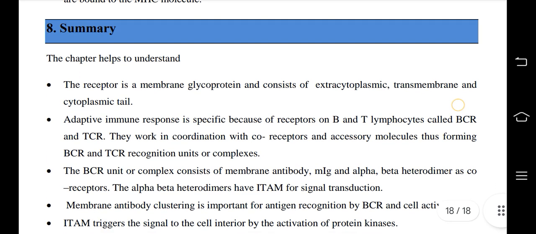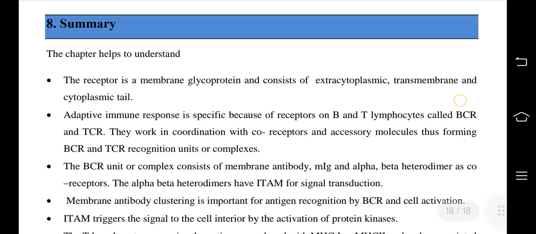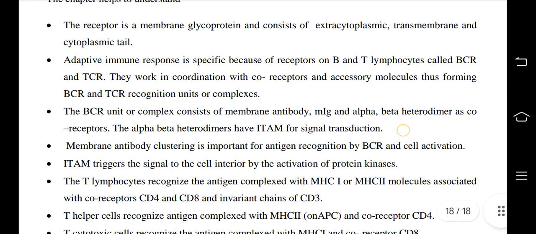Next, quick summary. The receptor is a membrane glycoprotein consisting of extracytoplasmic, transmembrane and cytoplasmic tail. Adaptive immune response is specific because of receptors on B and T lymphocytes called BCR and TCR. They work in coordination with co-receptors and accessory molecules, thus forming BCR and TCR recognition units or complexes.